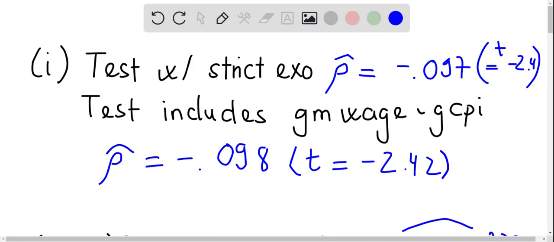Therefore, we find evidence of some negative serial correlation, and it does not matter which form of the test we use.